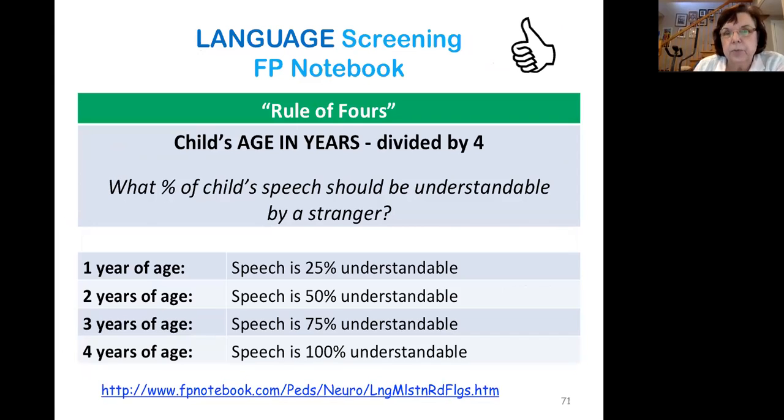But, and so we have this rule of fours. That's a nice surveillance guideline: you divide their age in years by 4, and that tells you how much of the language should be understandable by a stranger. So about 25% by 1, 50% by 2 years of age, 75, and then by 4, 100% should be understandable. And if that isn't the case, then certainly language referral.